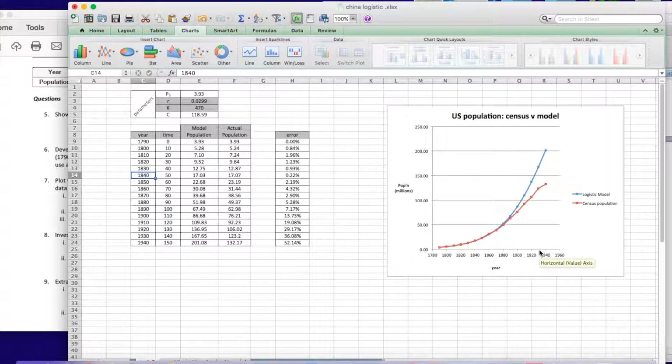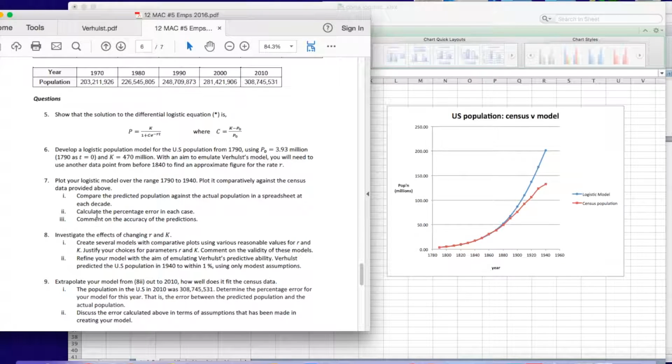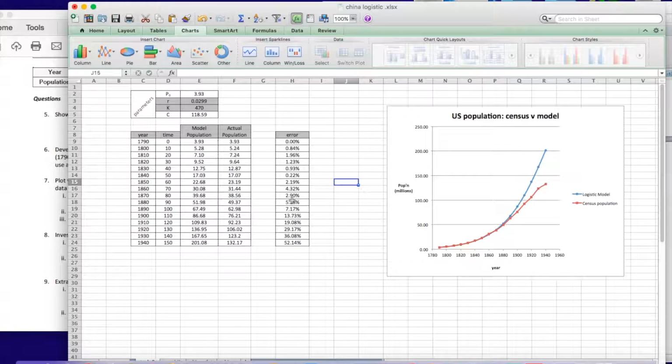So, okay, that's talking about the percentage error. Comment on the accuracy of the prediction. So accurate up until maybe the mid 1800s. Beyond that, not so accurate.